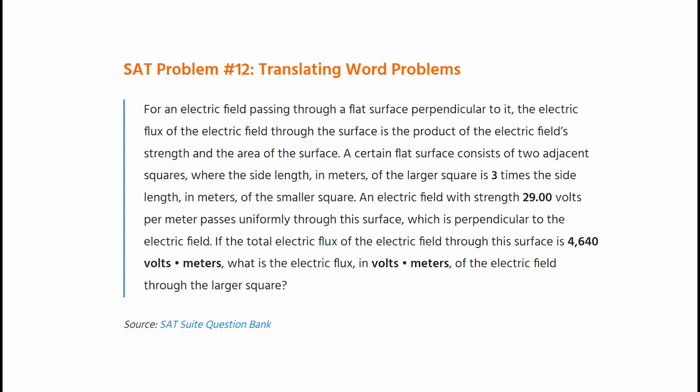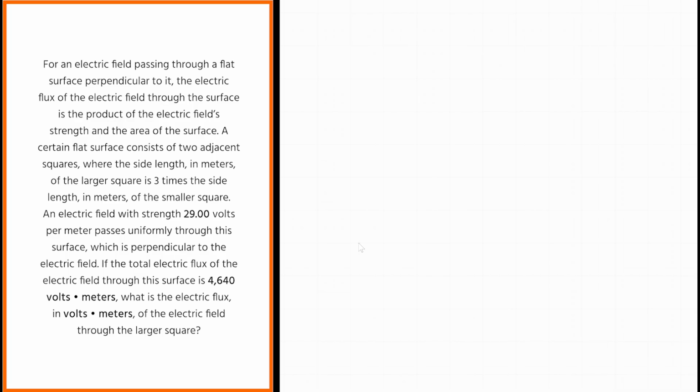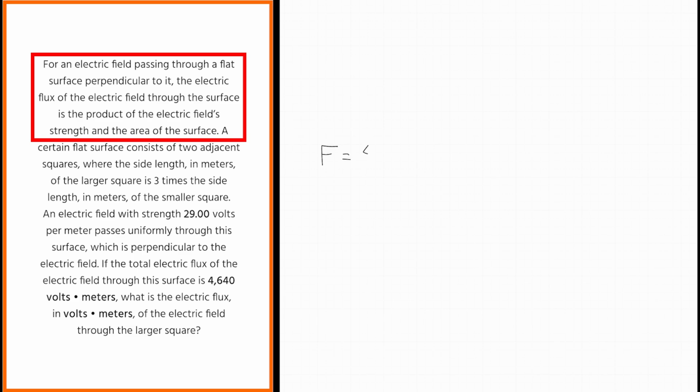Once again, a lot of words. It can seem very complicated at first, but let's go through it sentence by sentence. The first sentence is generally telling us that the electric flux of a field is equal to the product of that electric field strength times the area of the surface. So let's write that down as an equation. And we'll just say, in simple terms, that the flux equals the strength times the area.